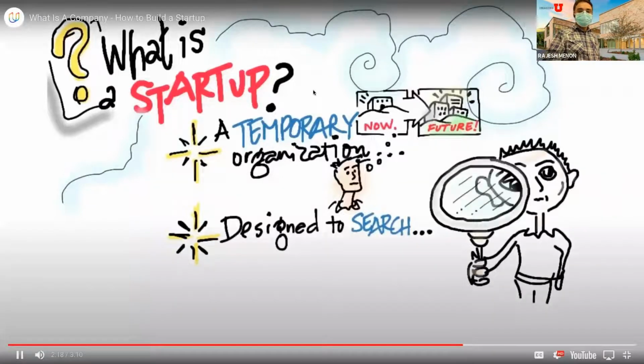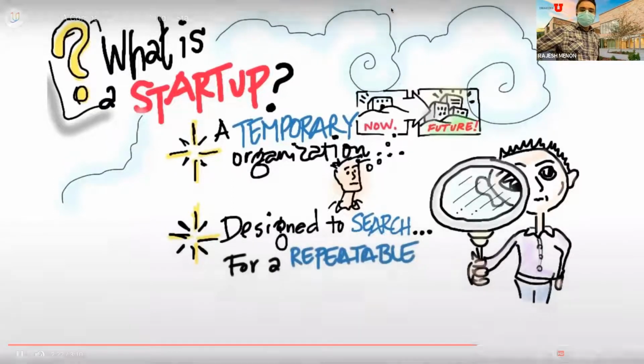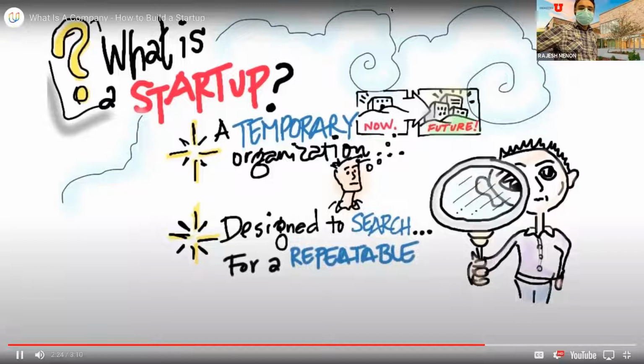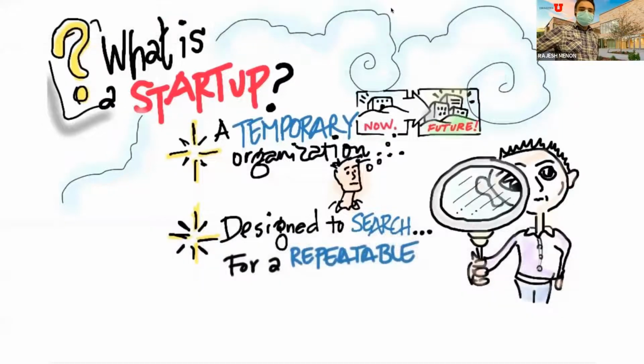Let's see. Well, number one, you want to search for something that's repeatable. And repeatable means the same thing that works on Monday works on Wednesday and works on Friday and works next week and works the next month. That is, I want to find sales and marketing and engineering processes that are repeatable.